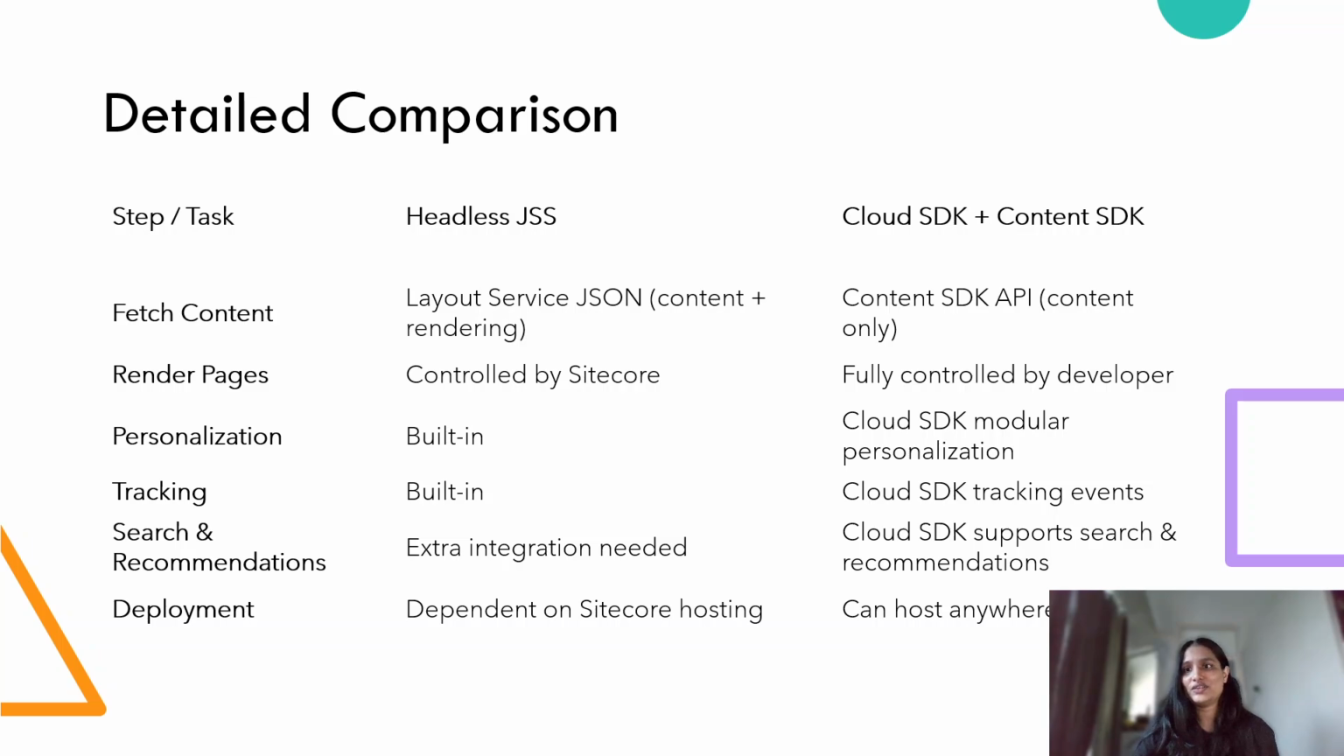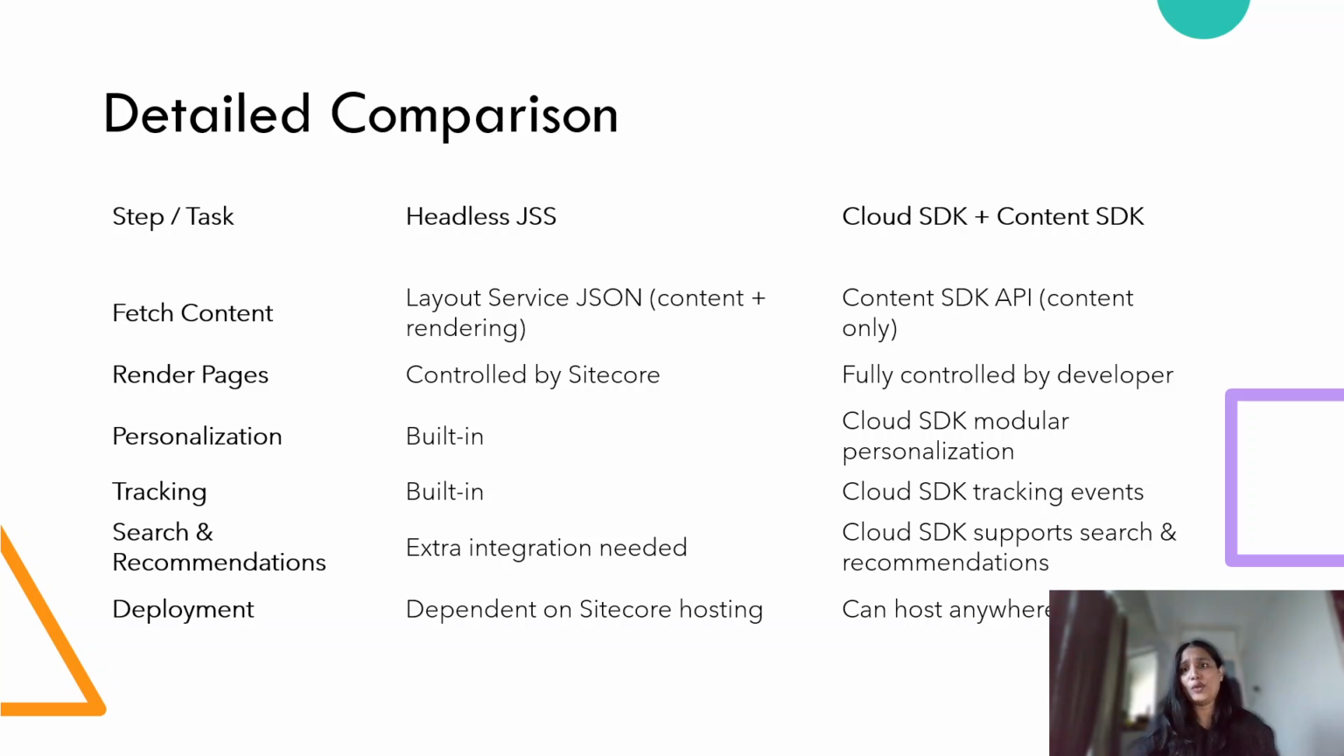Next one is search and recommendation. Search is another big improvement here. In JSS, you usually need extra work to integrate search. You have to add the Sitecore Search SDK library. But the Cloud SDK already supports Sitecore Search and recommendation widgets. There is no UI part, but you can use them directly with your front-end application. The code, the logic, everything is directly built-in and supported in the setup only.